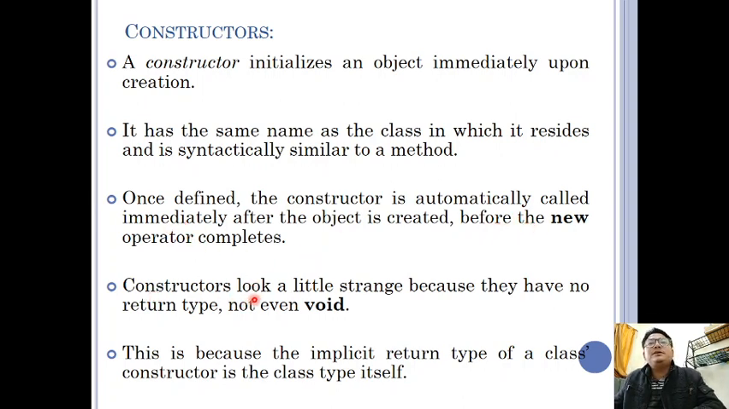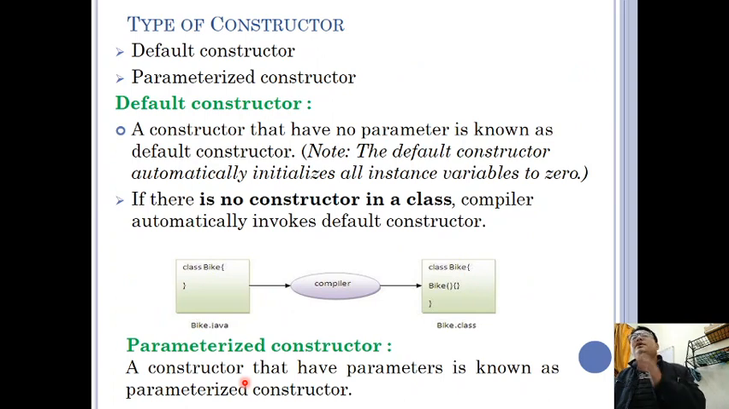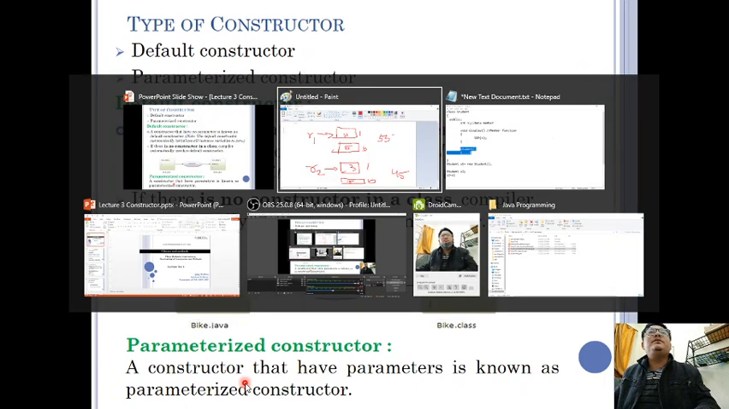The constructor looks a little different because it does not have a return type, not even void. This is because the implicit return type of a class constructor is the class itself. So there are two different kinds of constructor. I think I should be explaining this with the help of an example.